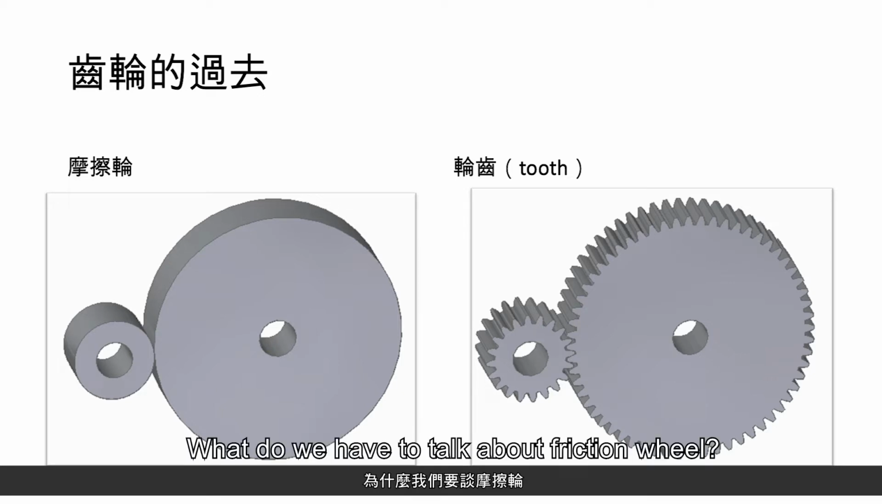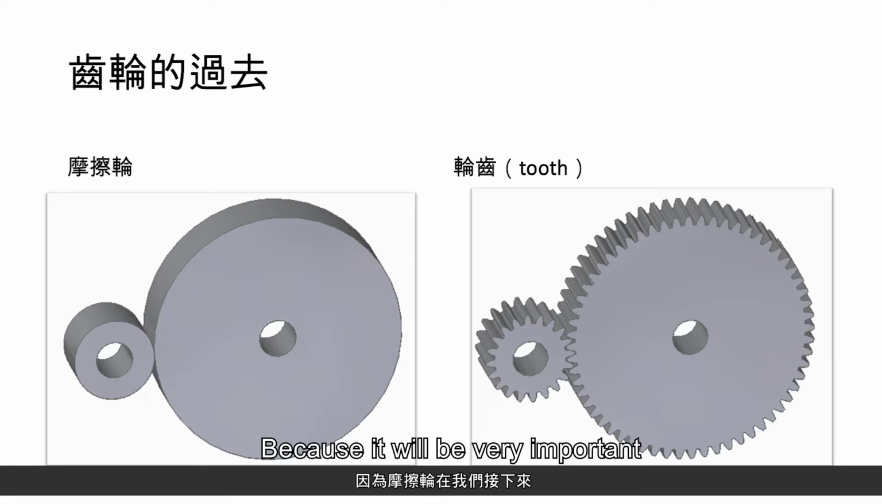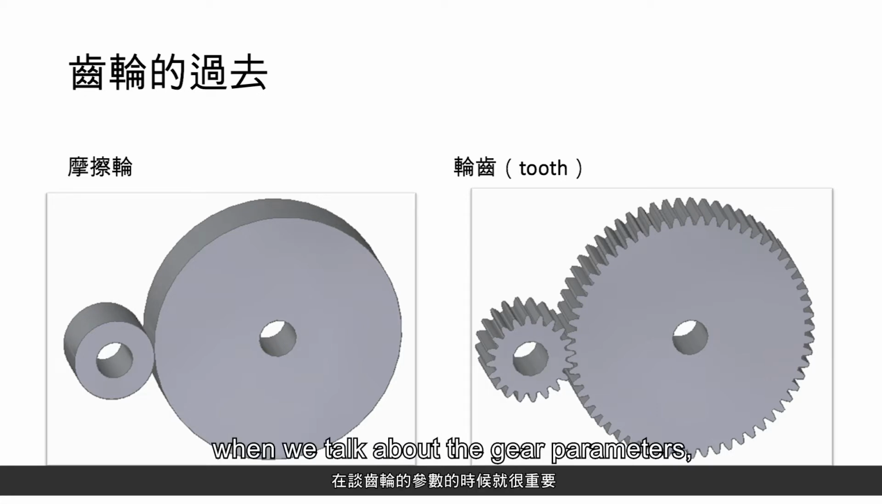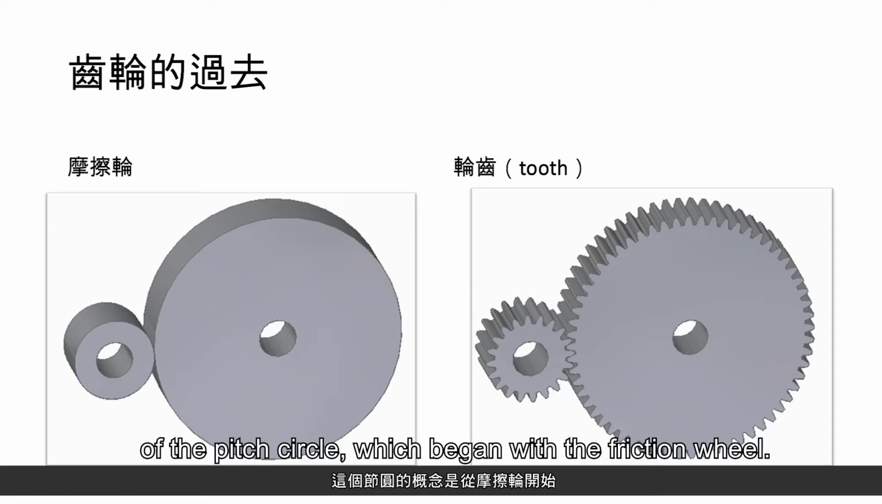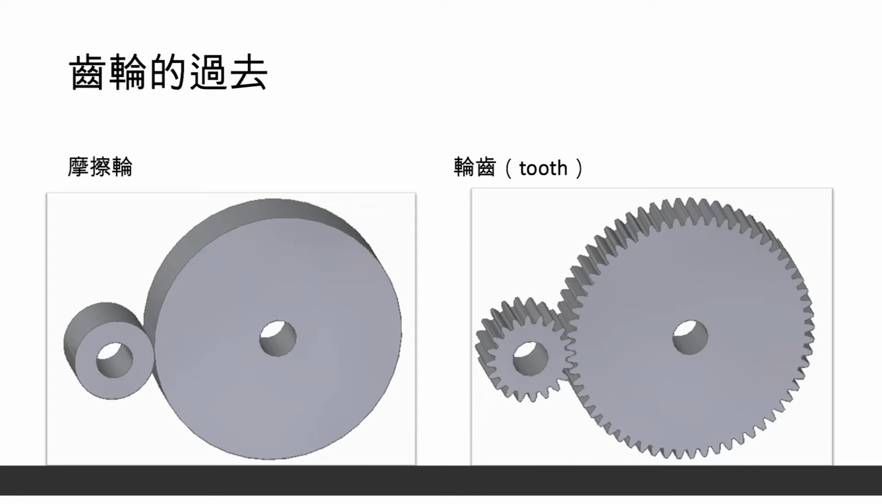Why do we have to talk about the friction wheel? Because it will be very important when we talk about the gear parameters. So I'm giving you the concept first. In the beginning of their development, gears did not have teeth and used friction. Later, we'll talk about the concept of the pitch circle, which began with the friction wheel. We'll talk about this more when we encounter it later on.